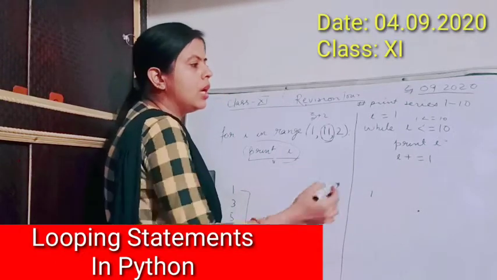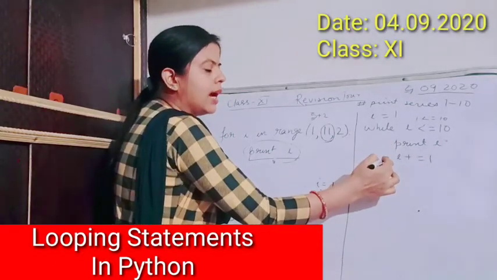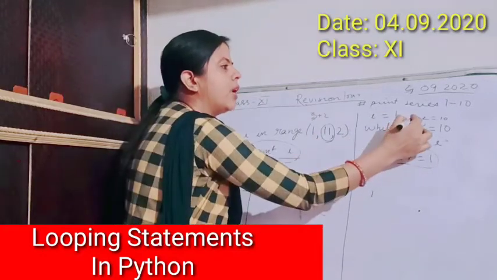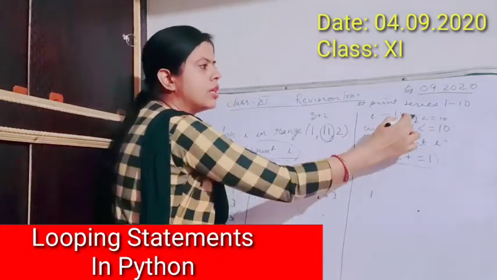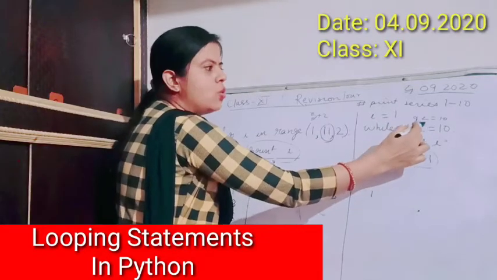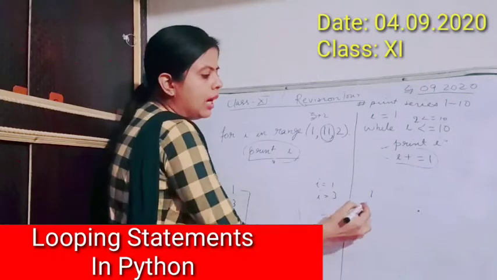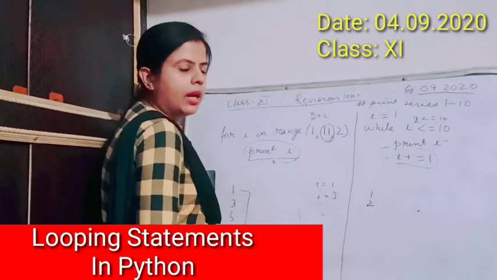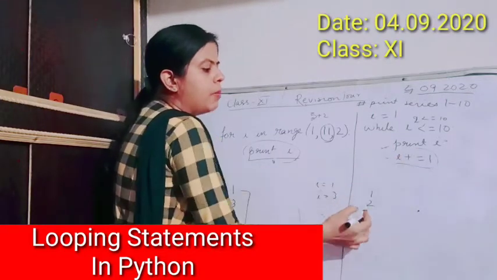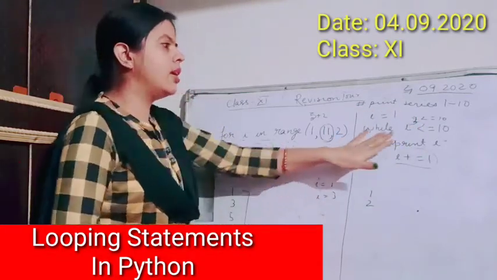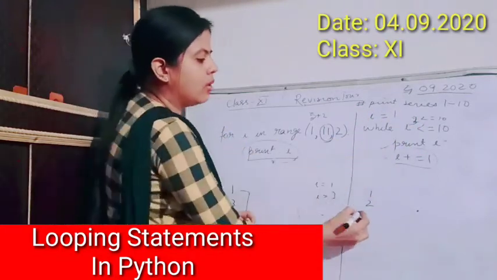1 will be printed. Now when control goes to the next line, it will increment the value of i by 1. It means now the value of i will become 2 and the condition will again get checked. 2 is less than or equal to 10, condition true. Again print i, the value of i will be printed. Now again it will be incremented by 1, so 3 will be checked. 3 is less than or equal to 10, condition true. Print i, 3 will be printed.